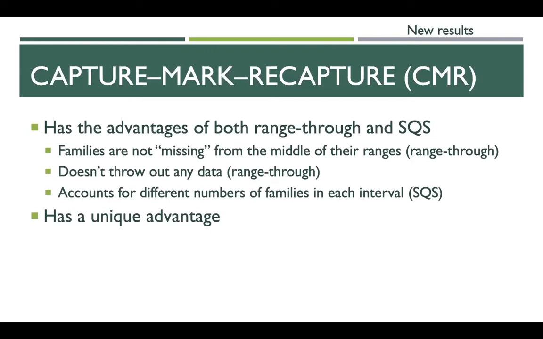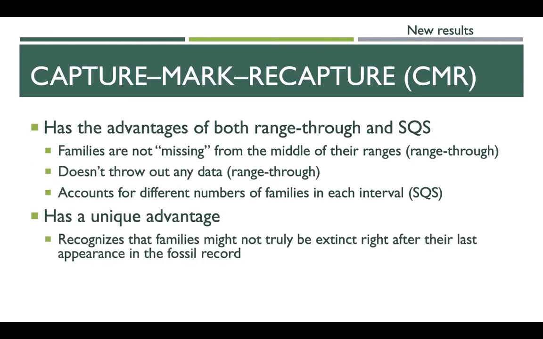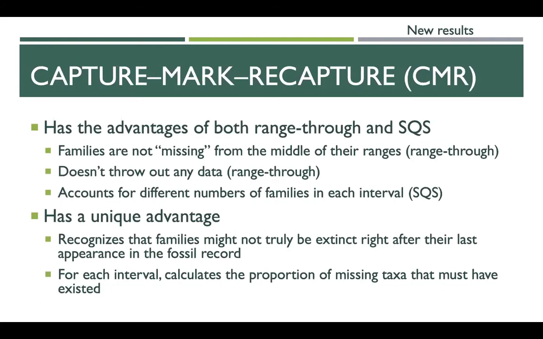And CMR also has a unique advantage, which is that it recognizes that families might not truly be extinct as soon as we are after their last appearance in the fossil record. And so what CMR does is for each interval, it calculates the proportion of missing taxa that must have existed and incorporates that into the arithmetic that's used to generate an estimate of total diversity.